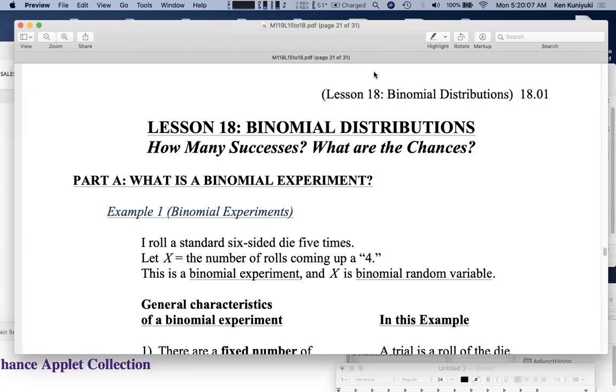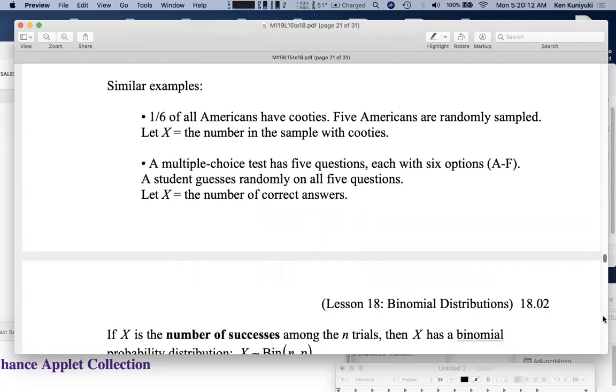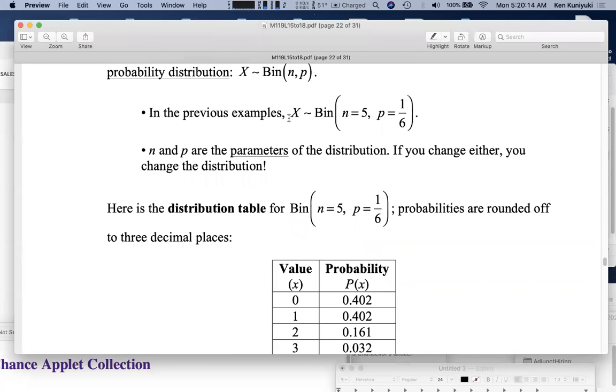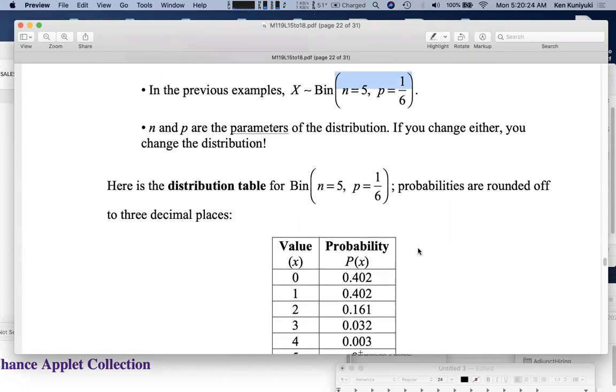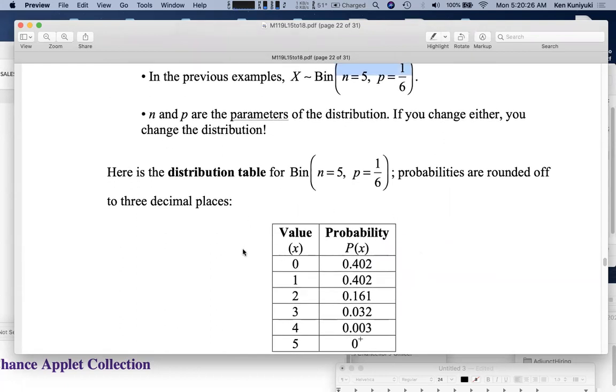Hi everyone, we're continuing with lesson 18 on binomial distributions. And last time we really focused on this one particular distribution, this binomial distribution where n equals 5 trials and success probability p equals 1/6. This is the distribution in tabular form.